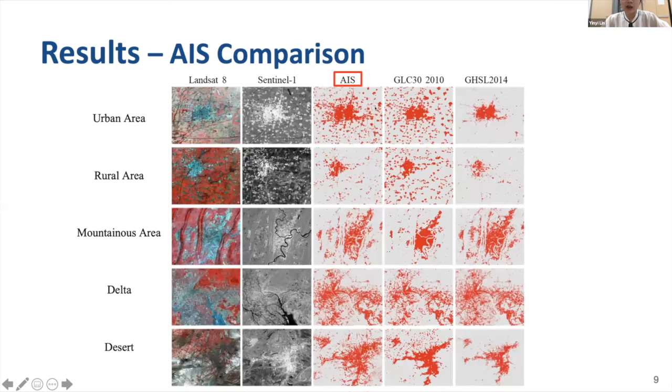And we further compare our results with the existing products. As we can see, the GHSL will usually underestimate the urban settlements in the rural area, while the GSC30 will overestimate the impervious surface in the urban center. So our results keep good performance in both the urban area and the rural area. And for other scenarios like mountainous areas, deltas, and deserts, they also keep good performance.